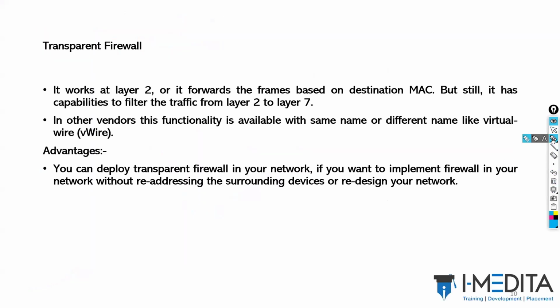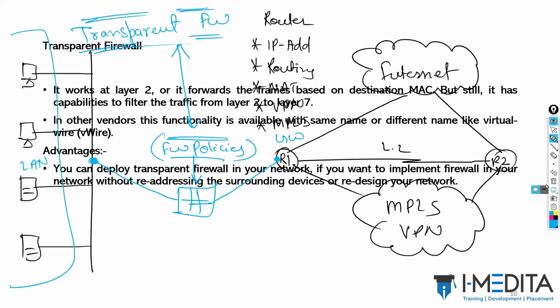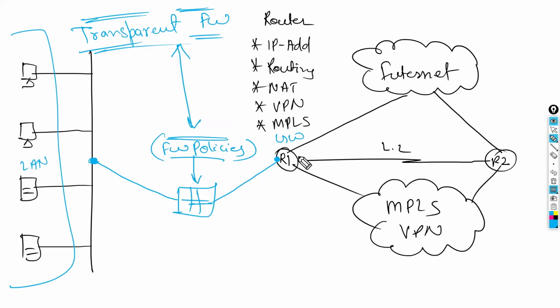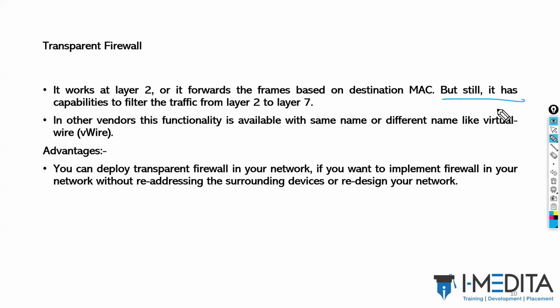The same thing is mentioned here when we are talking about transparent firewall. A transparent firewall works at layer 2, and just like a layer 2 device such as a switch, it forwards the frame based on destination MAC address. The client will send a frame to the gateway, so packets will go from inside to outside and outside to inside. The frame is forwarded based on destination MAC address, but it still has the capability to filter traffic from layer 2 to layer 7.